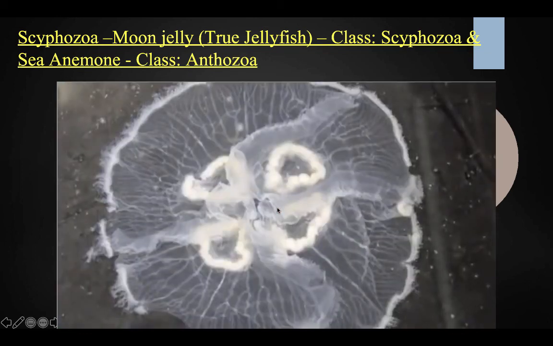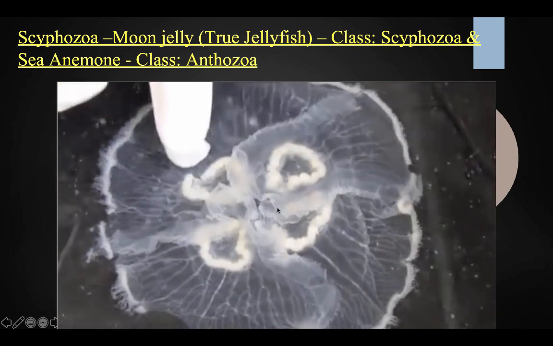We're looking at a jellyfish. This is a species that's called the moon jelly. The species name is Obelia aurita. So the moon jelly is a really good example of what's called a true jellyfish, or animals in the class Scyphozoa. They're kind of neat animals.